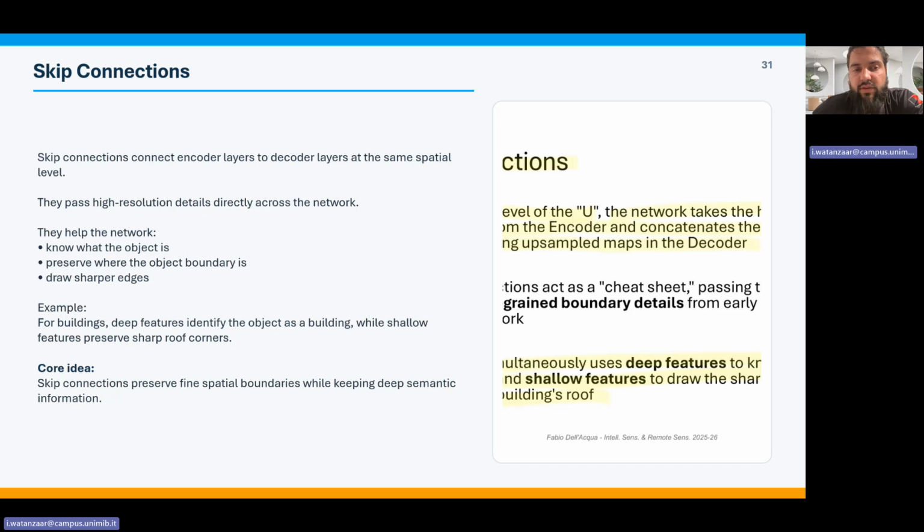In the first case, in normal illuminated time, the deep features identify the object as a building clearly, while shallow features preserve the sharp corners of roofs. So this is the main and core idea of this. The skip connection preserves the fine spatial boundaries while keeping the deep semantic information at the same time.